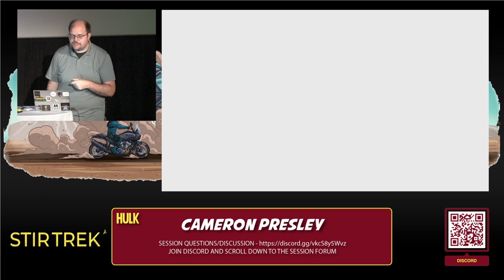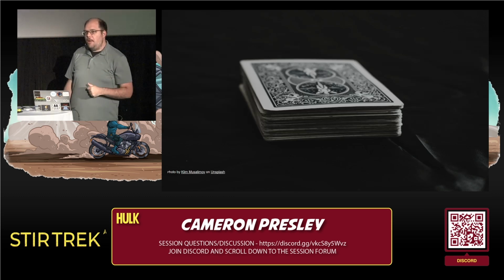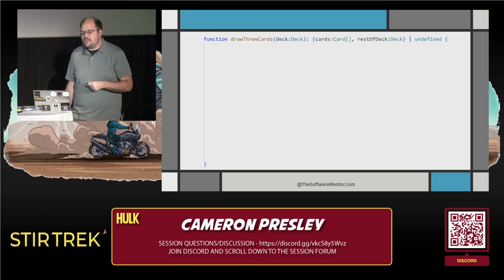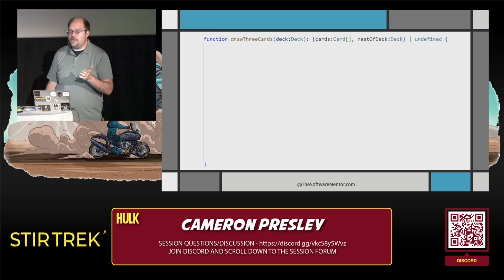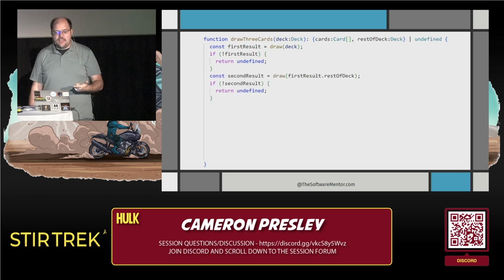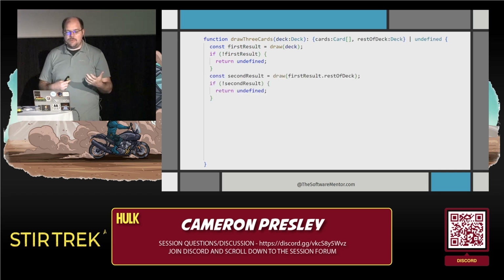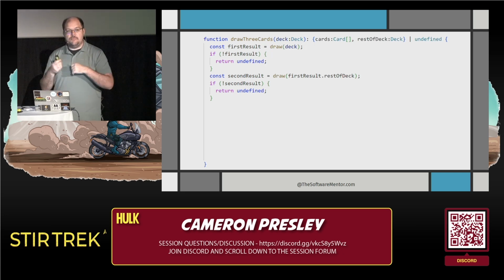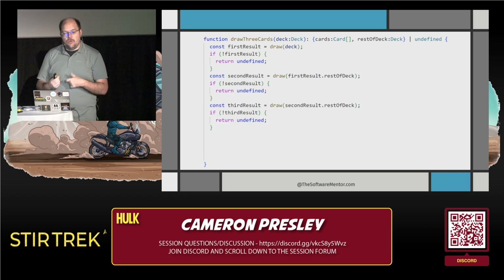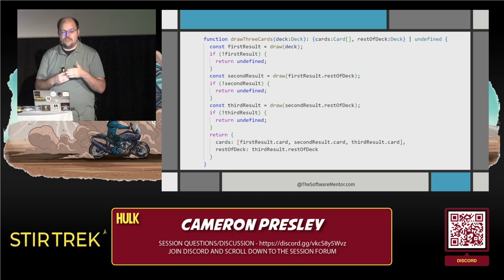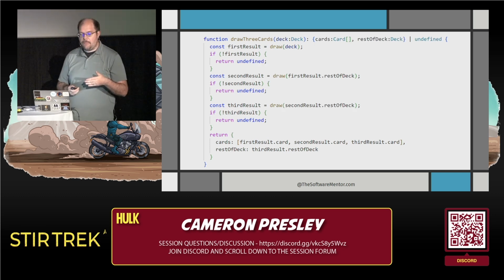Let's take a look. Let's say we need to draw multiple cards. Here's a function called draw 3 cards, and it's going to do exactly what it sounds like. You're going to get 3 cards. The first thing we do is call draw with deck, and then we check to see if we got a result back. If we didn't, we bail. We try to draw a second time. If that doesn't work, we bail. We draw a third time. If that doesn't work, we bail. Otherwise, all 3 of our draws succeeded, so we can return back the data that we need to.